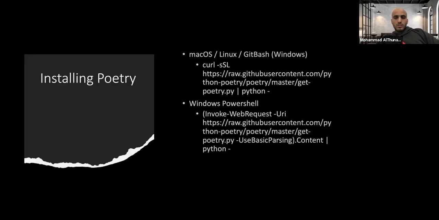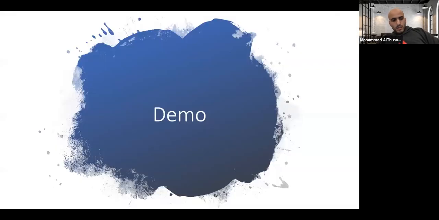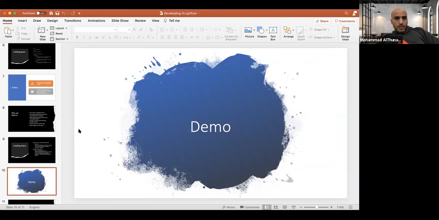All right. So to install Poetry, you're gonna need to follow the instructions off of their official documentation. So you can use curl to download it on Mac OS or Linux, and then you can use Invoke-WebRequest to install it on PowerShell. Let's move on to our demo.